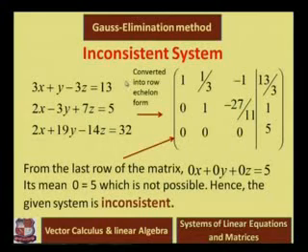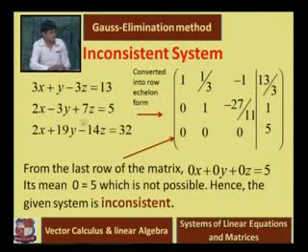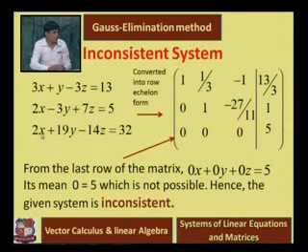Let's see an inconsistent system. When do we say that a system is inconsistent? For that, consider one system: 3x plus y minus 3z is equal to 13, 2x minus 3y plus 7z is equal to 5, 2x plus 19y minus 14z is equal to 32.